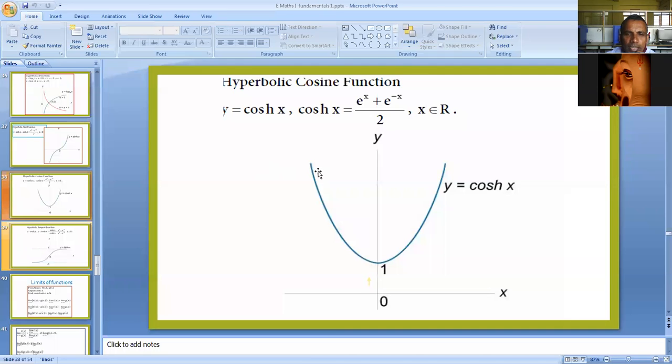cos x plus sin x, and e raised to minus x is cos hyperbolic x minus sin hyperbolic x. When you're adding them, you get 2 cos hx, which means e raised to x plus e raised to minus x upon 2. And when you subtract them, you get the formula for sin hx. Now in this function you take the values of x from minus infinity to plus infinity.